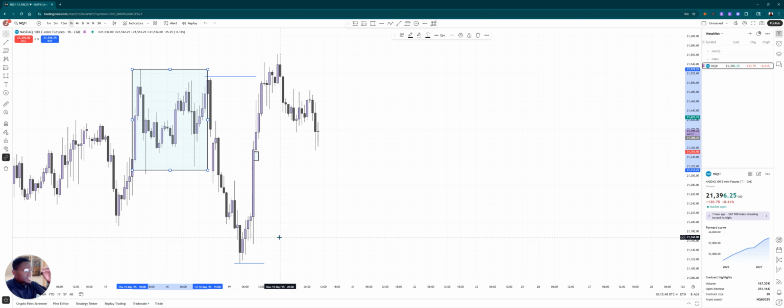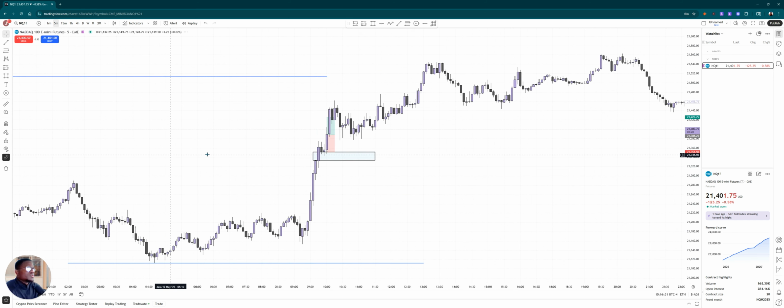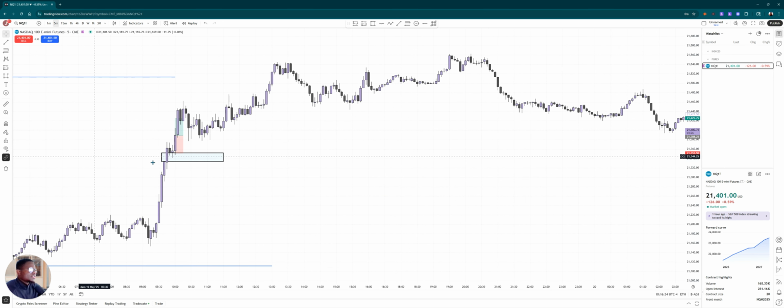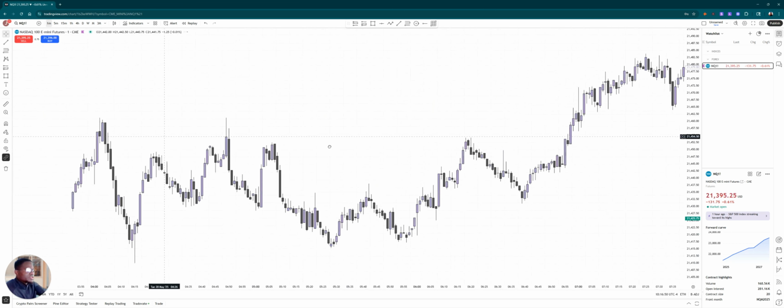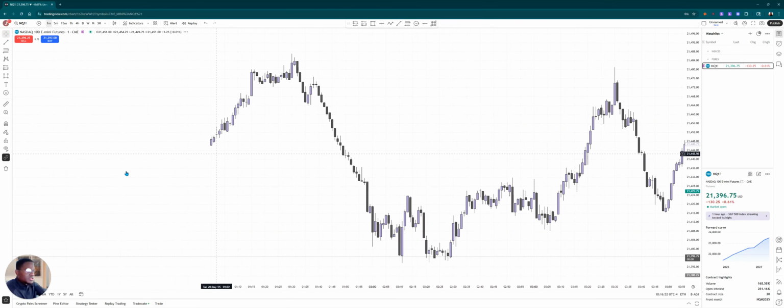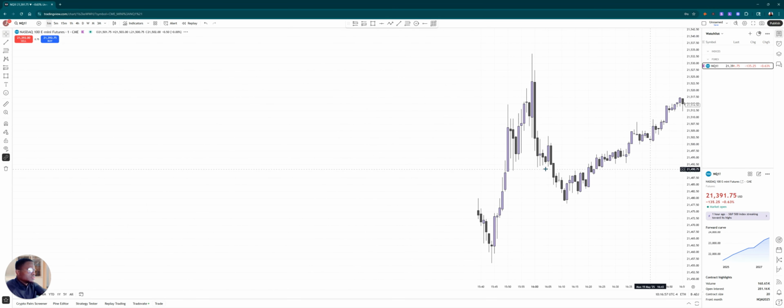Now, to get into how I actually took my entry, I will get down to the lower time frame. Let's call that the 5 minute, and let's scroll a bit over. Okay, so right here we see that there was a 5 minute fair value gap that formed at 9:45 in the morning. So what I was looking for was a tap into this gap and then a displacement candle out of it, which I will show you guys in just a moment here.